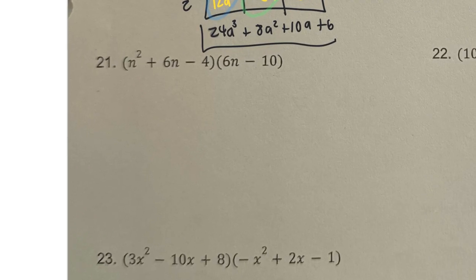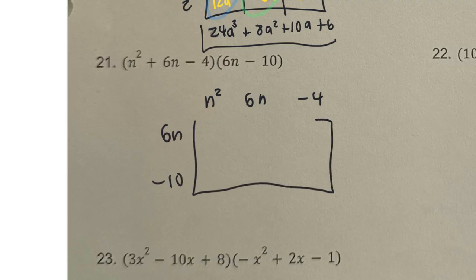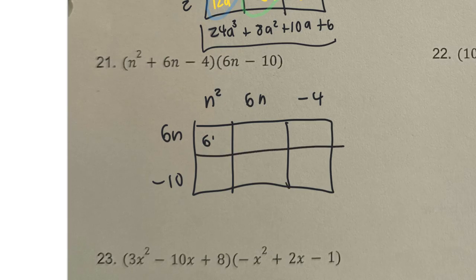Same deal, except now they put the long one first. I would still advise you to do the long one across the top just to keep it the same as we proceed. So I think my student watching would agree. This is 6n to the 3. This would be 36n squared. This would be negative 24n. This would be negative 10n squared. This would be negative 60n. This would be positive 40.